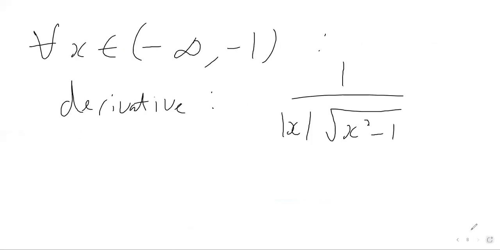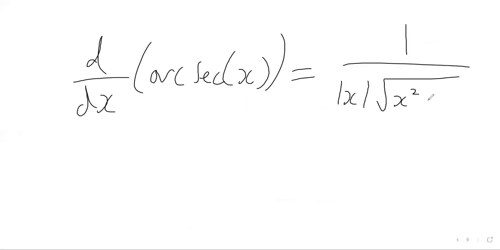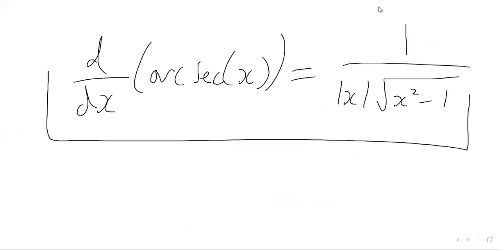So therefore, in conclusion, what we know is that when we differentiate the arcsec of x function, we get 1 over the modulus of x multiplied by the square root of x squared minus 1. And that is the final result for this video.